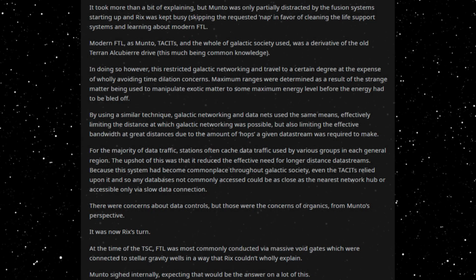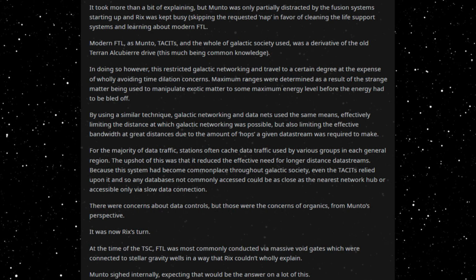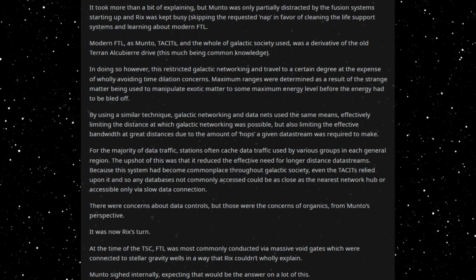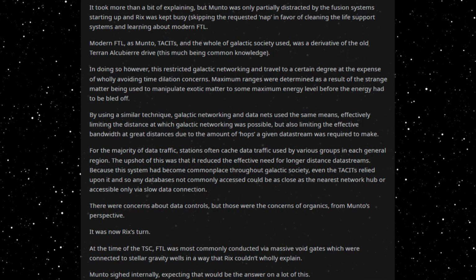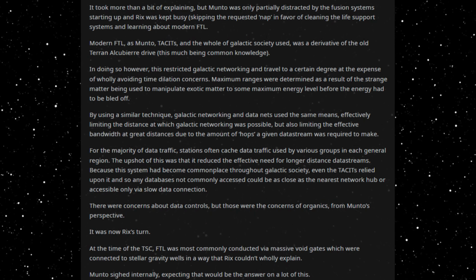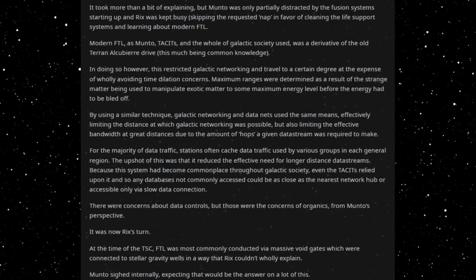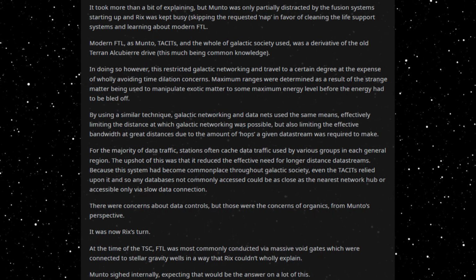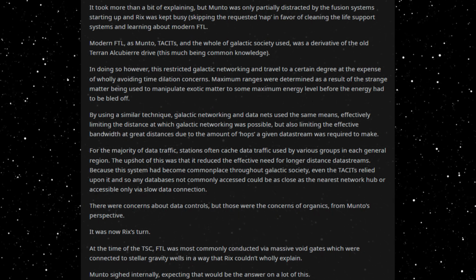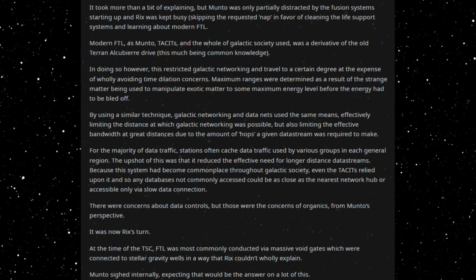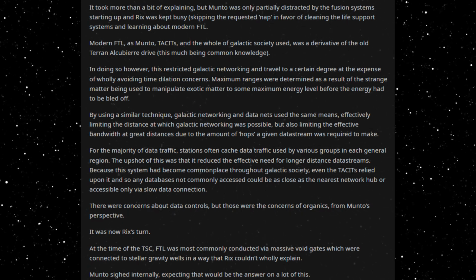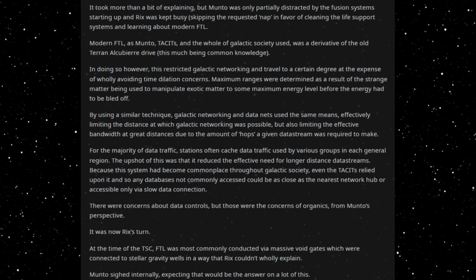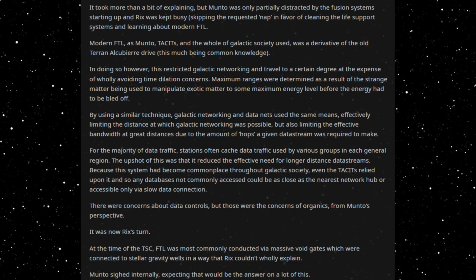It took more than a bit of explaining, but Munto was only partially distracted by the fusion systems starting up, and Rix was kept busy, skipping the requested nap in favour of cleaning the life support systems and learning about modern FTL. Modern FTL, as Munto, Tacits, and the whole of Galactic Society used, was a derivative of the old Terran Alcubierre drive, this much being common knowledge.